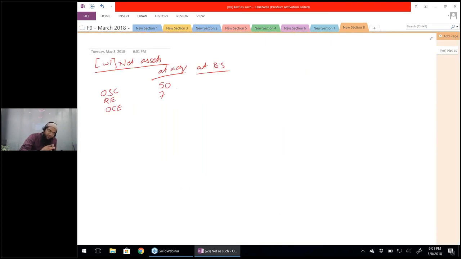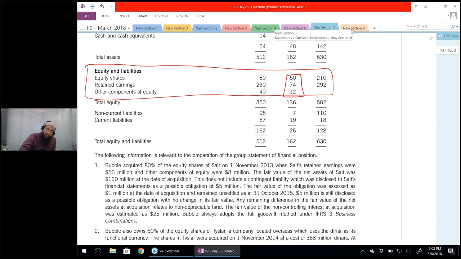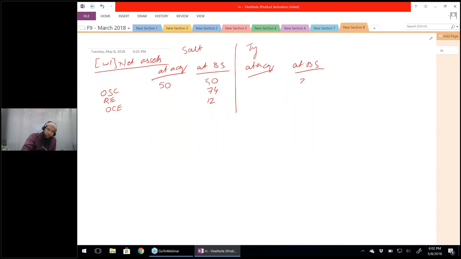So 50, 74, and 12 will be the values at the balance sheet date. And this is our first subsidiary by the name of Salt. The second subsidiary is having the value of 210 and 292. At acquisition, at balance sheet, 210 and 292. So whenever we start the question, we actually note down the values relating to the net assets.